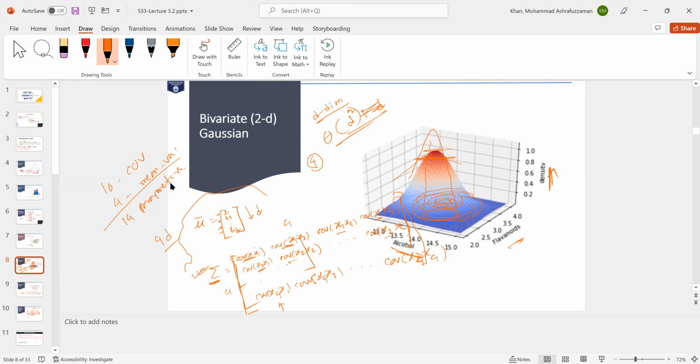16 plus 4, 20, sorry. So basically the complexity should be order of the number of features square, order of d square.